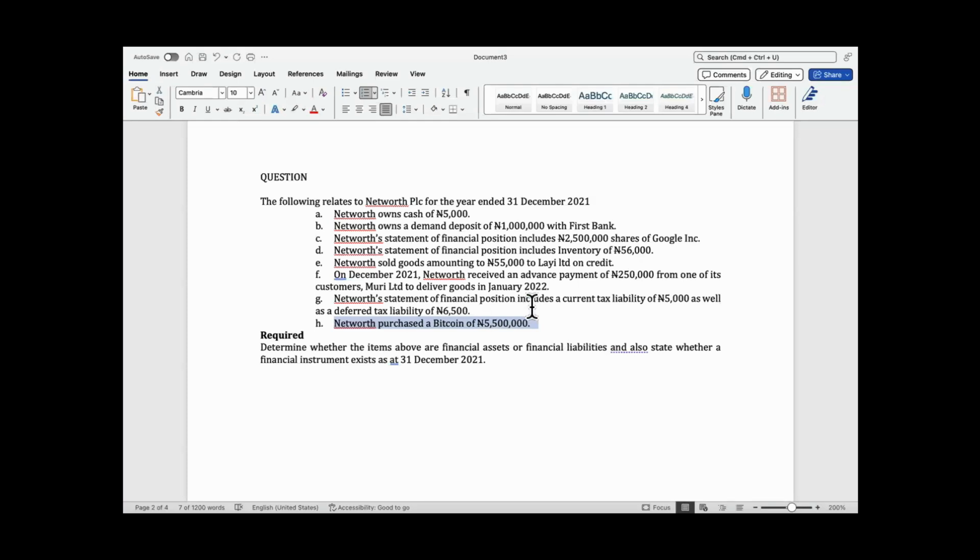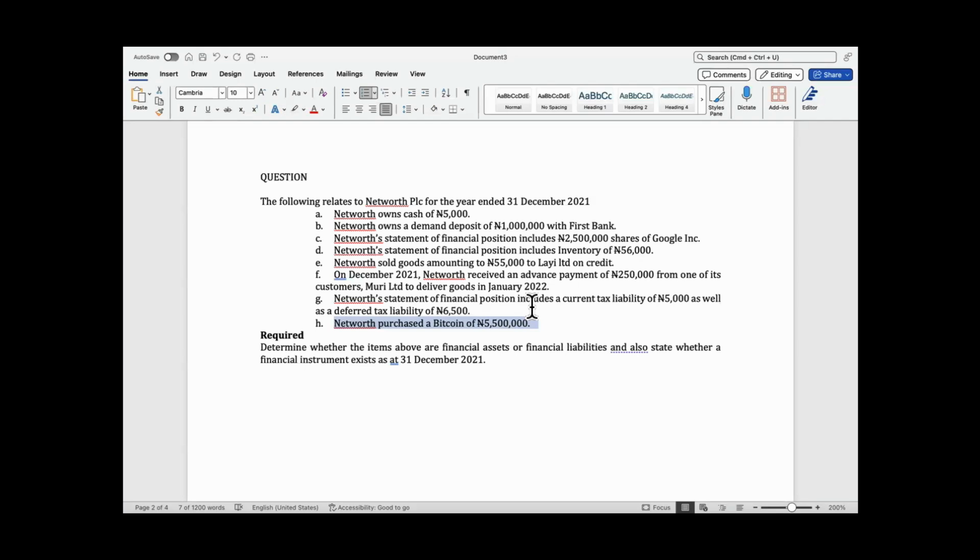That question is in this handout that you have. So the first solution is that Bitcoin is not a financial asset. Yes, Bitcoin is an asset, but it is not a financial asset because it doesn't check any of those check boxes. It doesn't check cash.